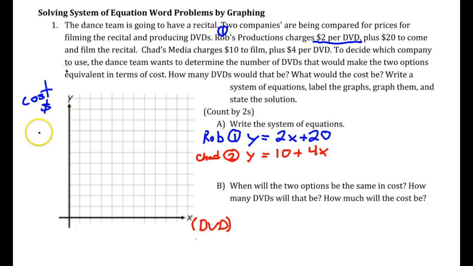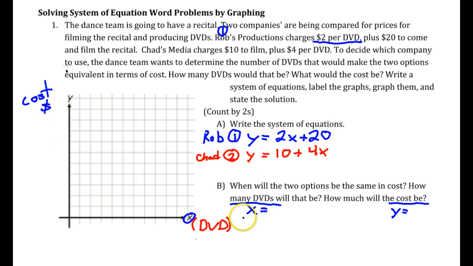$10. We have to know what X and Y stand for in order to, when we get our answer, know what it actually means. So when will the two options be the same? How many DVDs will that be? Our DVDs are X. So to answer this question, I'm looking for whatever X equals. How much will it cost? The cost is Y.